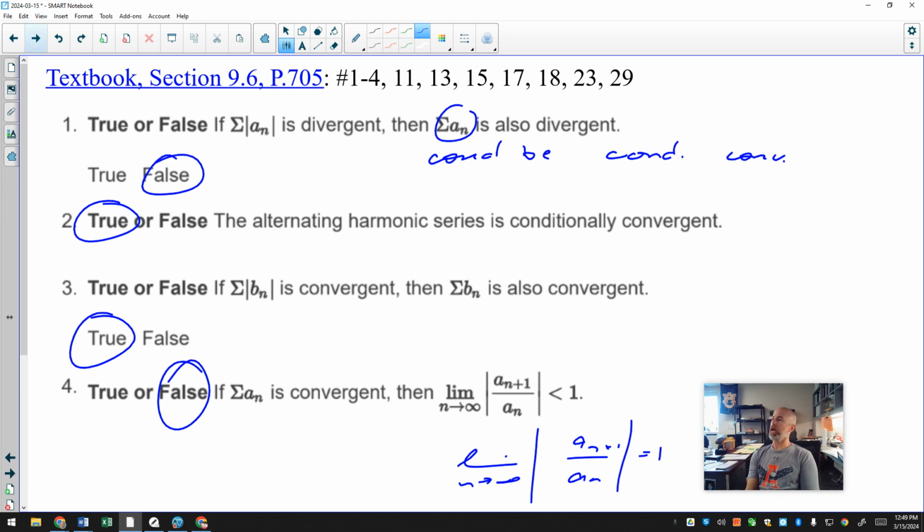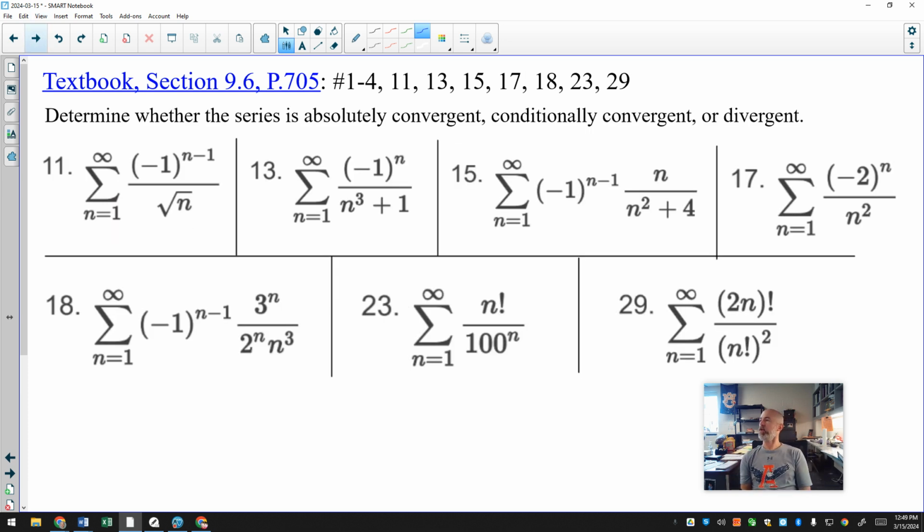Good. All right, and then the examples: the first 3 are the ones where you don't know what test to use. The next 4 are going to be ratio tests.